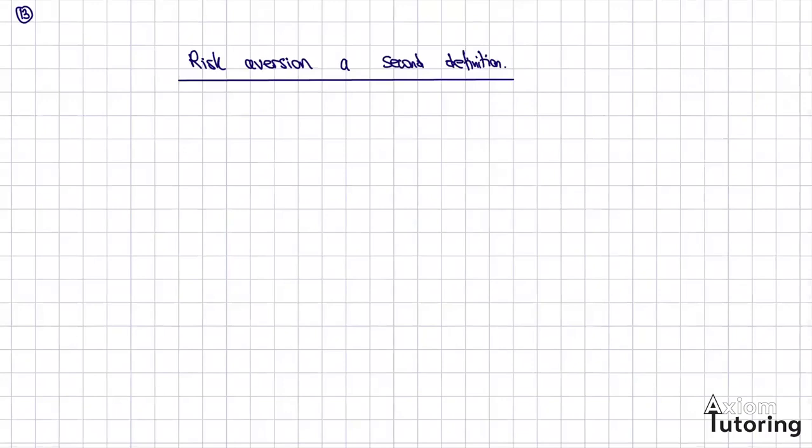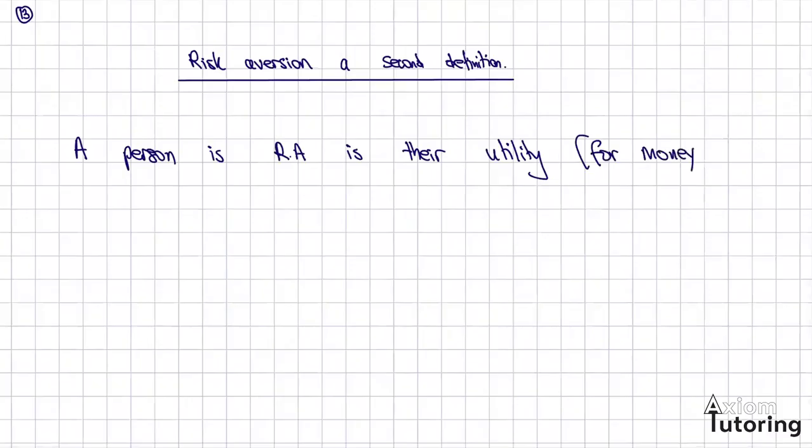A person is risk averse if their utility for money, that's what we've been focused on. And actually, I should add here their utility for certain money. So when we think about the utility, we're giving a utility that he would get when he gets a sum of money for certain. And their utility for certain money is concave.